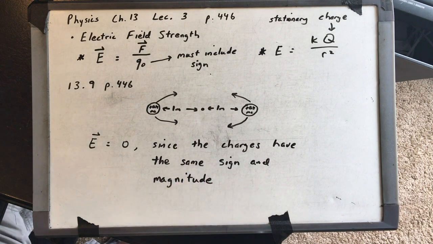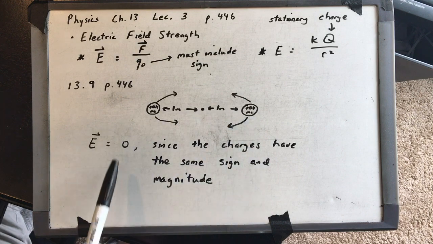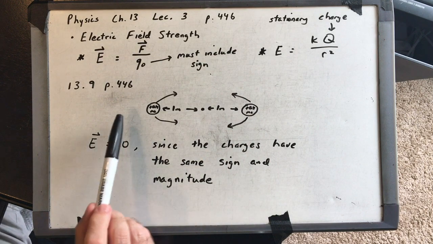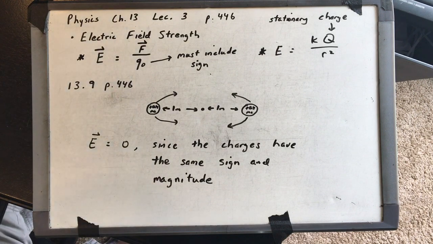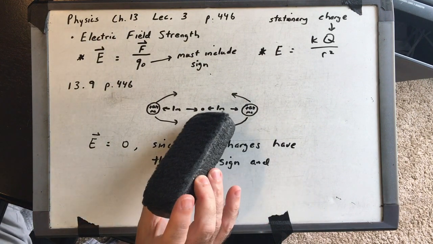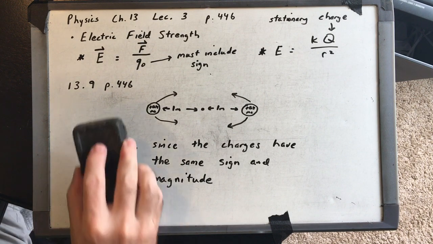So we really didn't have to do any math. If it weren't at the midpoint, then it wouldn't be 0. If they had opposite signs, it wouldn't be 0. They would add to each other if one was positive and one was negative. But since they're both positive and we're interested in the midpoint, they're going to cancel. All right, that's 13.9.